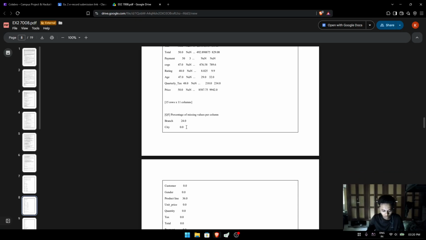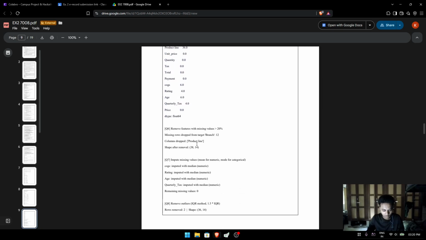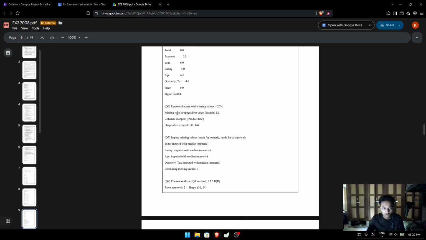Fifth question, I calculate what percentage of values are missing in each column. So this is the output for the fifth question. The sixth question, if a feature has more than 20% missing values, I remove that feature because too much information is unavailable. So this is the output.